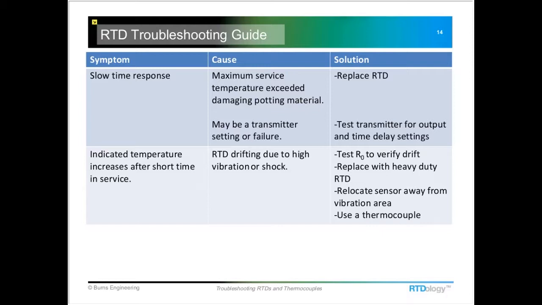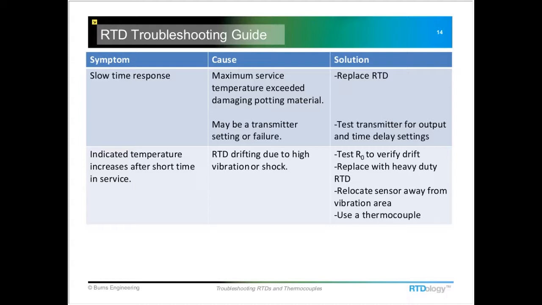Some of the other things we run into is slow time response. I've had situations where a probe is put into a process and it works just fine for a while, and then all of a sudden it starts responding slower than it should. This can be an indication that the potting material was damaged and its thermal properties have changed, and it slowed down the time response of the sensor. The only way to fix that is to replace it.